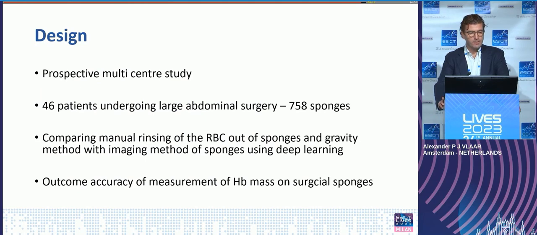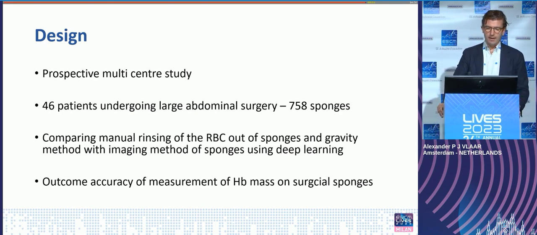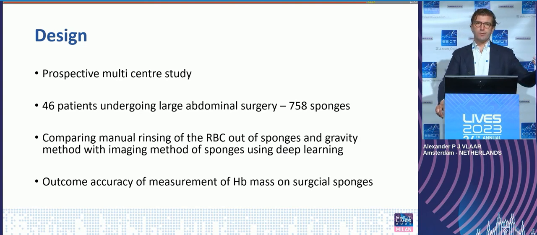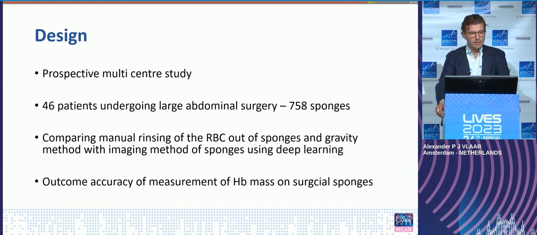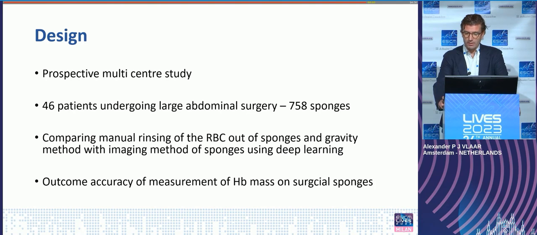It was in a prospective multicenter study. It was abdominal surgery, but of course in cardiac surgery it could be done as well. Comparing manual rinsing, so really getting all the erythrocytes out of the gauze and sponges, and a gravity method where you were weighing, or an imaging method using a deep learning technique to determine the volume of blood loss in those sponges. Rinsing is the gold standard, because then really everything is getting out of the gauze, and weighing is actually what is done now if people want to have a guess of the blood loss. Outcome accuracy was a measurement of hemoglobin mass on those surgical sponges.